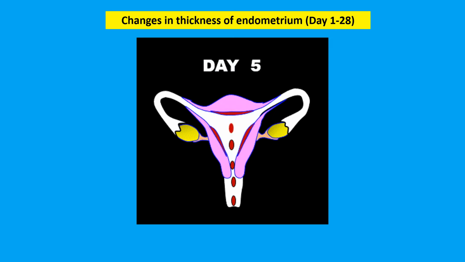Here is an animation that shows you the changes in the thickness of the endometrium in the uterus from day 1 to day 28. Let's watch this. Day 1, menstruation occurs because the endometrium breaks down. Day 7 onwards, the endometrium thickens until day 27 or 28. So day 1 to day 5 menstruation, day 7 to day 27 or 28 the endometrium thickens, and then it breaks down again, and menstruation occurs again.